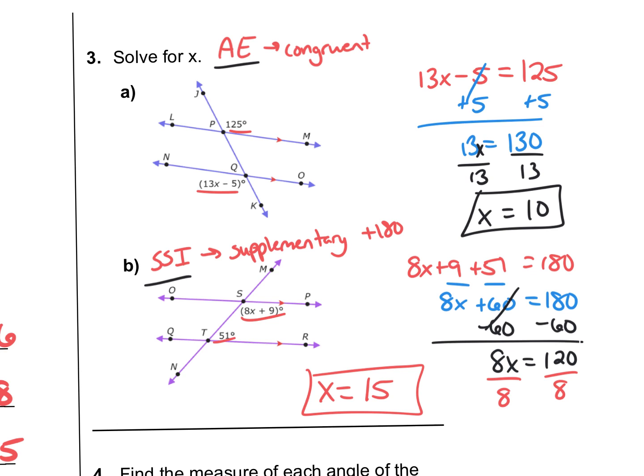Okay, again, you will have problems similar to this, but are they going to be alternate exterior and same side interior? They could be, but are they going to be the exact same? No. So just make sure when you know what the relationship is, see if they're congruent or supplementary. You're either going to set them equal to each other if they're congruent, or you're going to add them up and set it equal to 180 if they are supplementary. Okay?